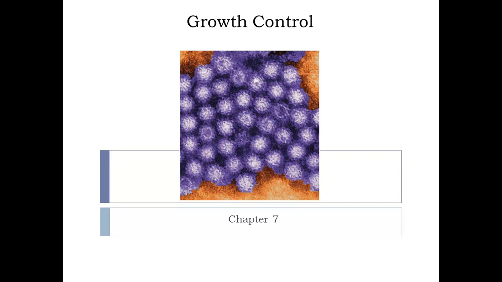Chapter 7. Growth Control. As we learned in Chapter 1, microorganisms are vital links in our planet's web of life. We couldn't live without them, but they do make us sick. They spoil our food.